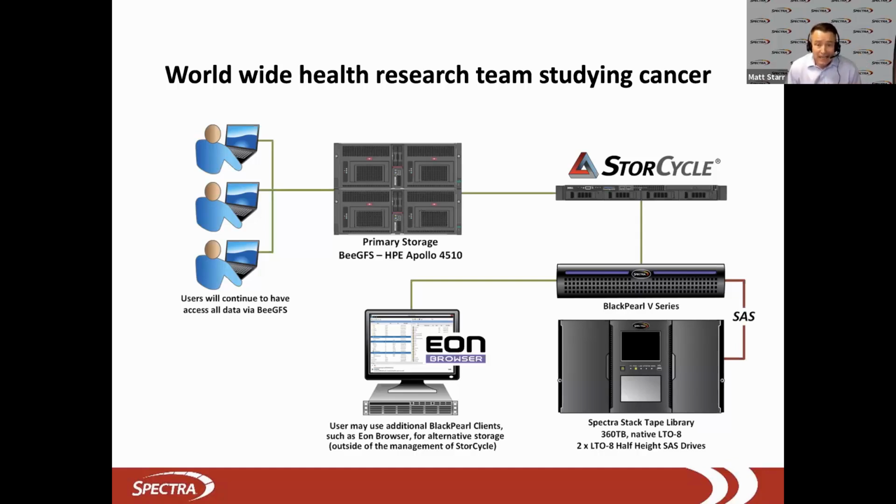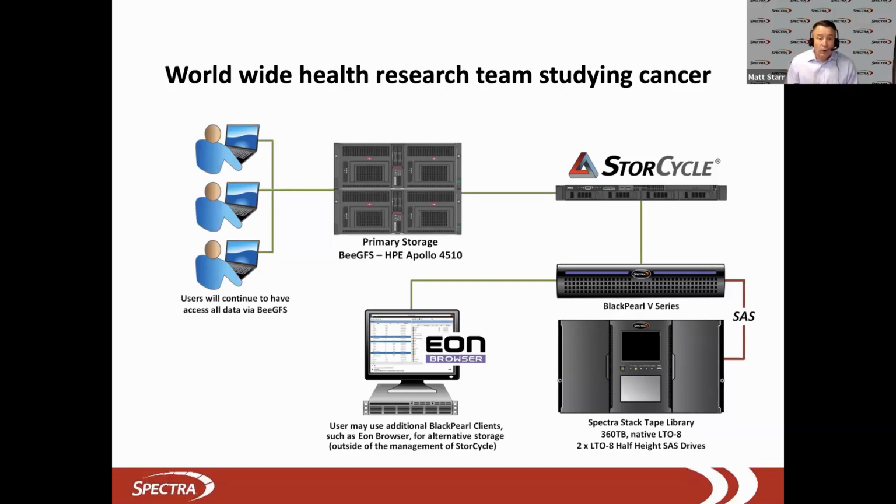When you cross 90%, some clustered file systems can drop performance by more than 50%. And at 93, you're really getting into trouble. So you want to get that clustered file system freed up. What they did is they started with StoreCycle and Eon Browser. Eon Browser is a side-by-side panel system that you can drag and drop data in and out of an archiver like BlackPearl.